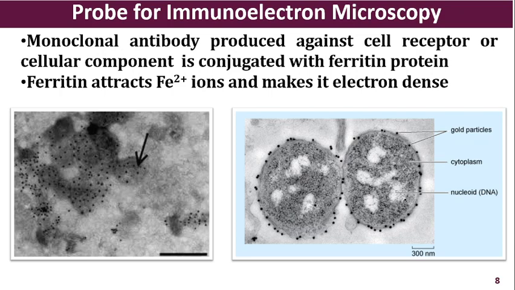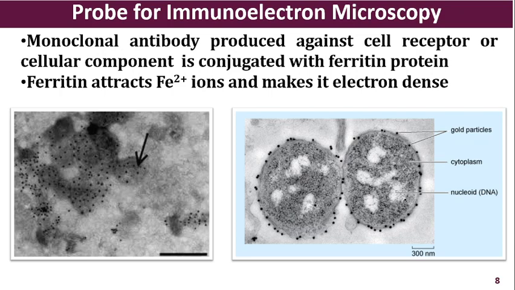After some time, perfuse the tissue sample with normal saline to wash off excess antibody and other iron molecules. Now, you prepare the tissue sample with a conventional procedure for electron micrography. And it will be seen that because of attraction of iron by the ferritin molecule, those areas will become electron dense and appear as black spots.